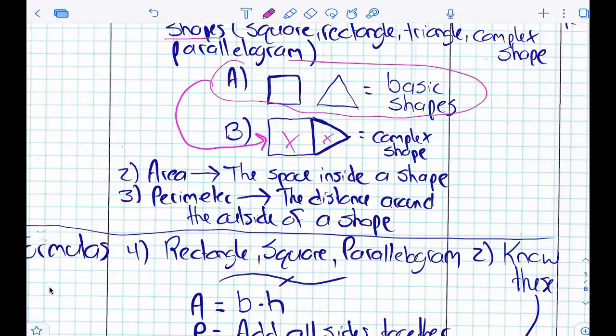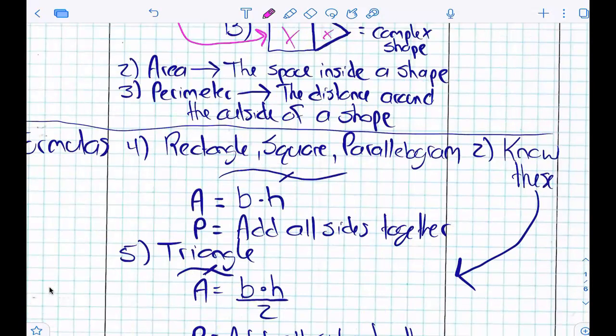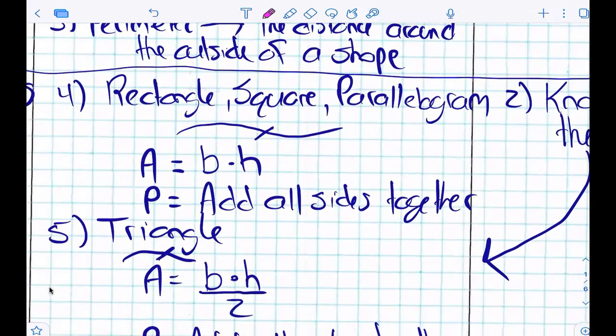The space. Thank you. Perimeter would be the distance around the outside, right? Okay, cool. Rectangle, square, parallelogram. The area formula is? Perimeter is?